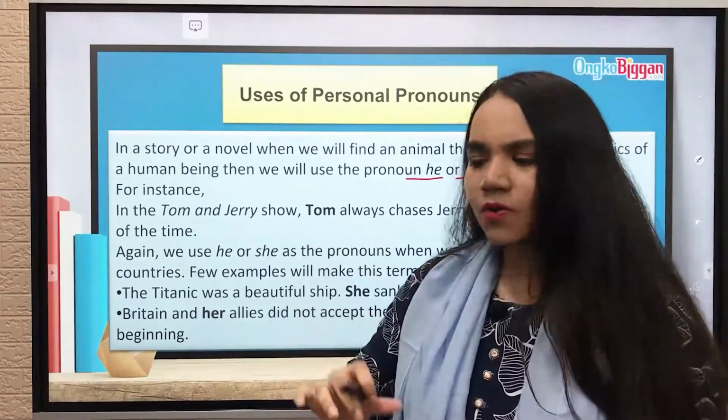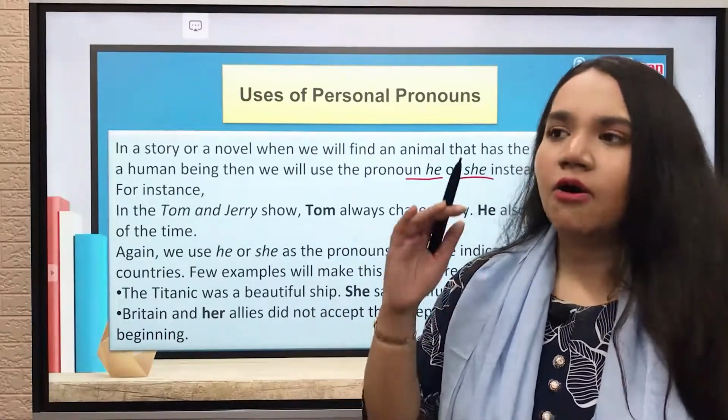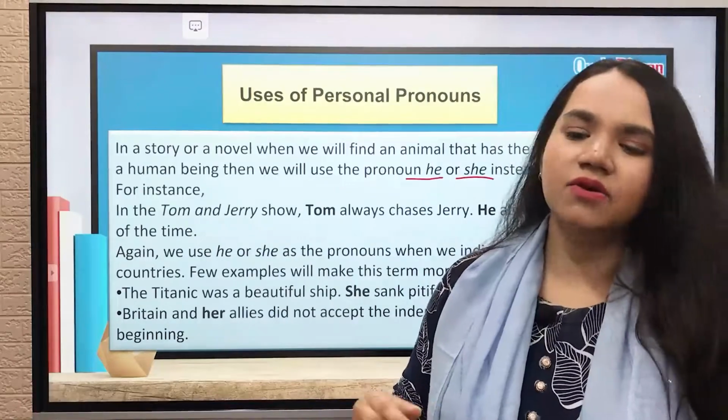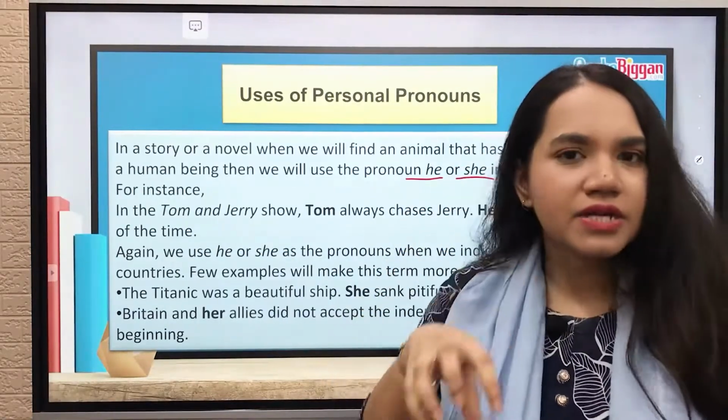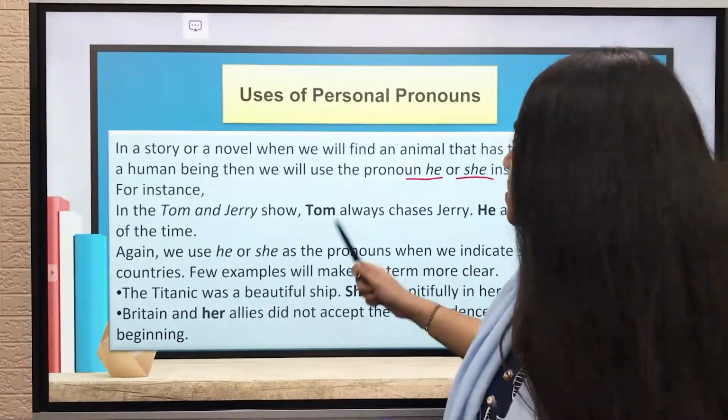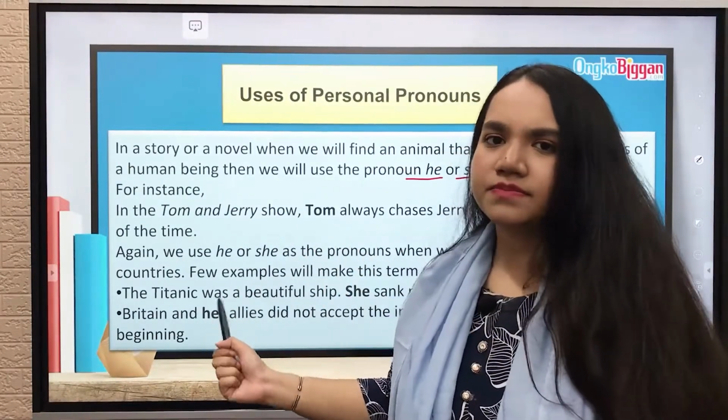So while watching a cartoon or a novel or any of these instances where we see that the animals are put into action, and if we understand their particular gender, we cannot be using the word it anymore.